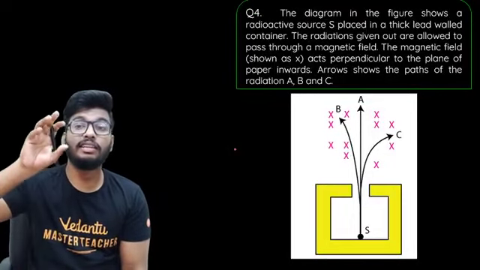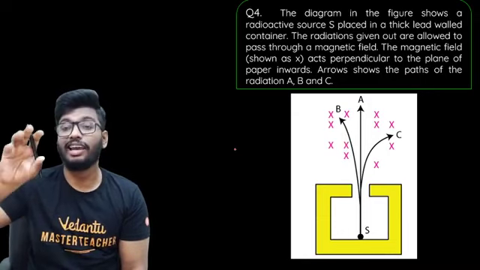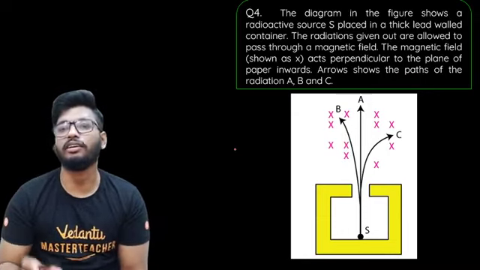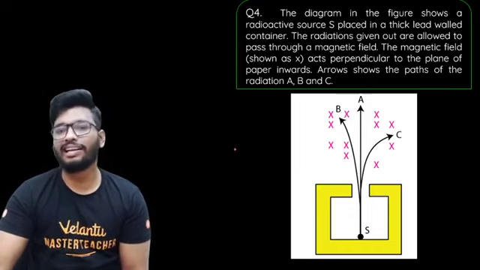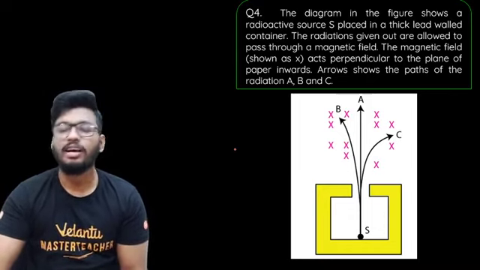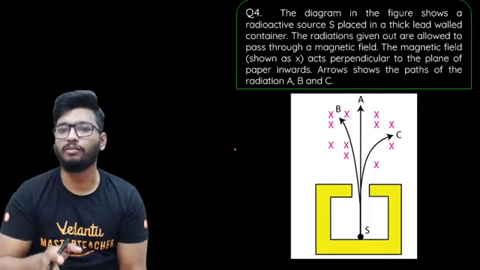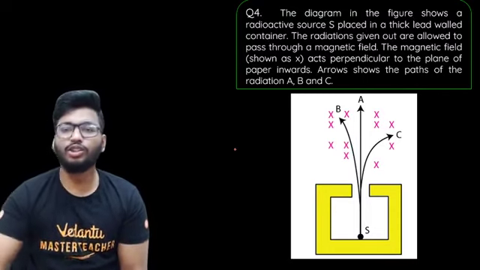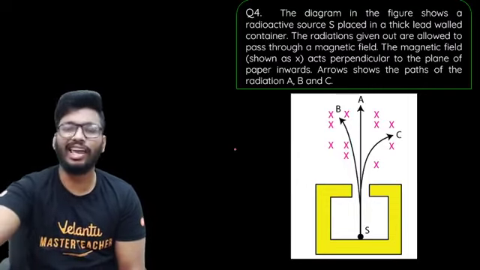Next one. The diagram in the figure shows a radioactive source placed in a thick lead-walled container. The radiations given out are allowed to pass through a magnetic field. The magnetic field, shown as X, acts perpendicular to the plane of the paper, inwards. The arrows show the path of the radiations A, B, and C. What are A, B, and C, in other words?